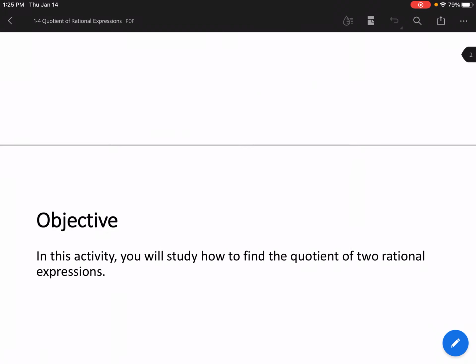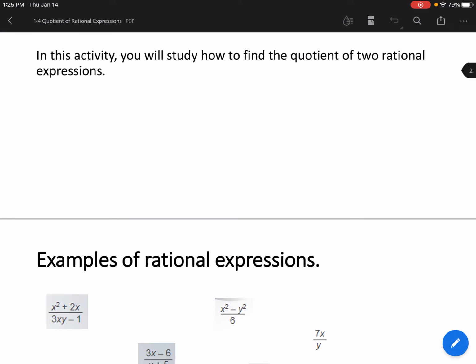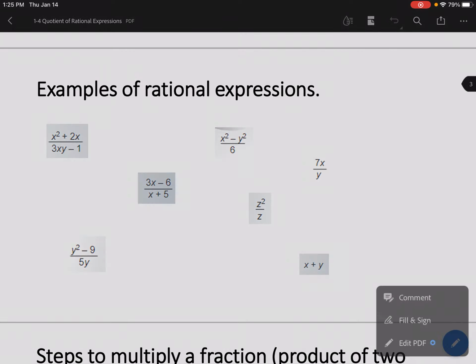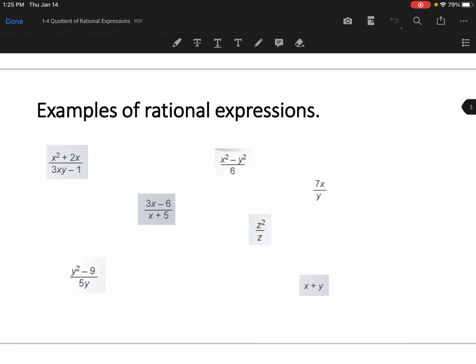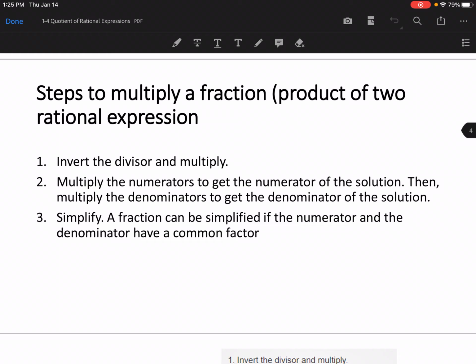Quotient of rational expressions. Your objective is to study how to find a quotient of two rational expressions. Just like when multiplying or dividing, here are some rational expressions and some examples.